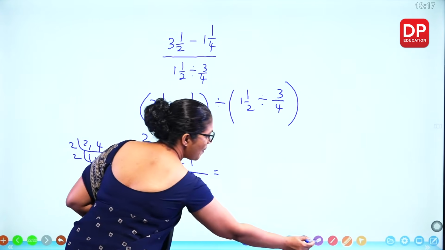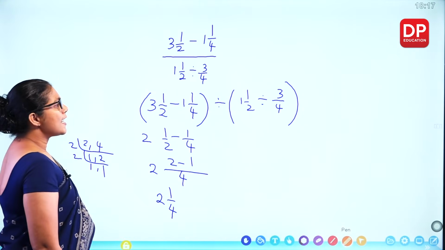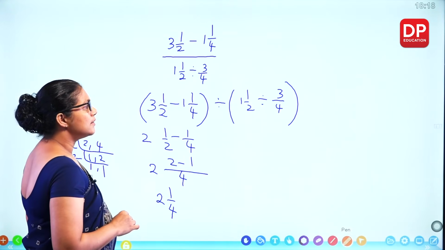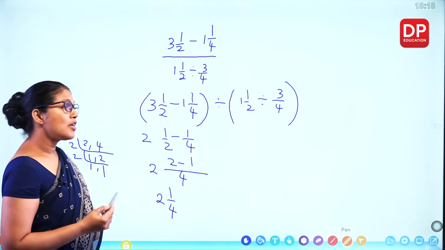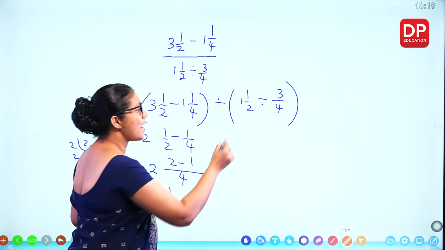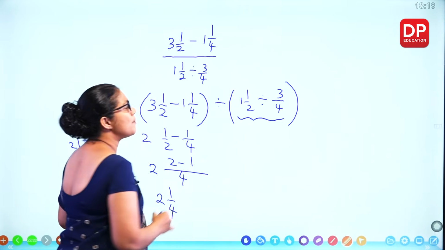So what's the second part? Now we have to do the second part. So here again, this is a mixed number. So when you have division or multiplication, what do you do? You convert to improper fractions. So here, take this, convert to improper fraction.